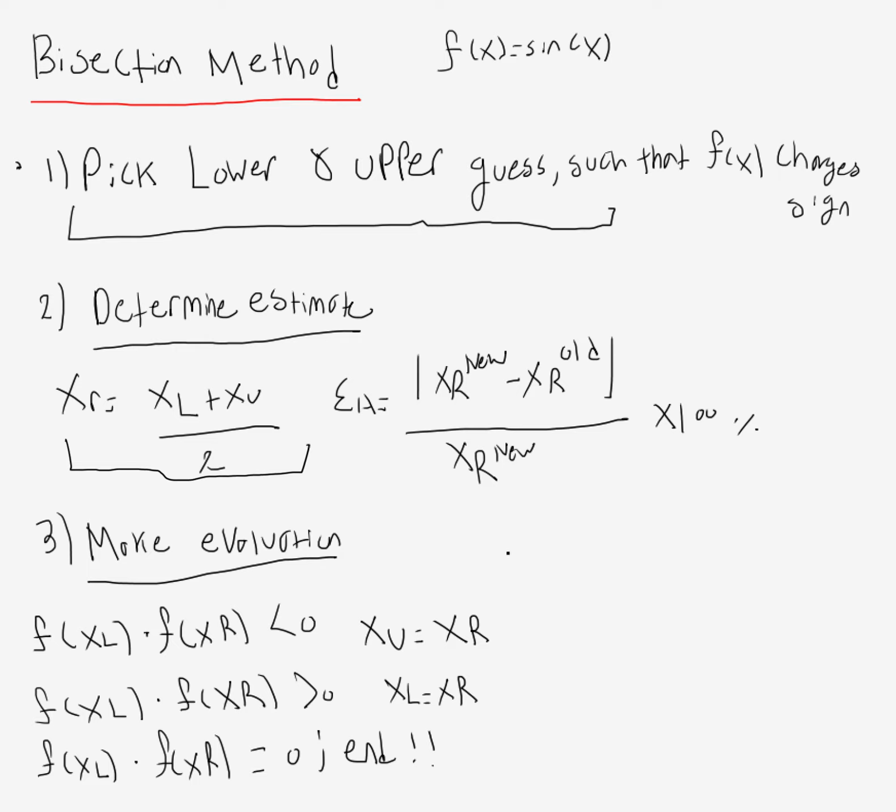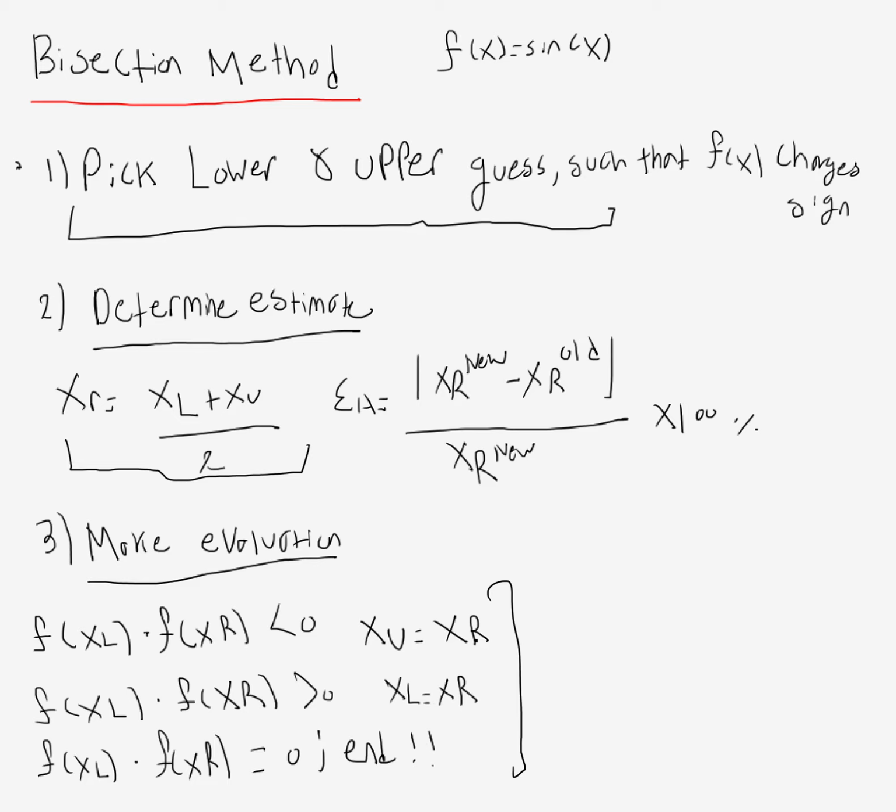The third step is you need to evaluate. If you make an evaluation, you're looking for a couple of things. The first thing is you're trying to see if your function xl times your function xr is less than 0. If it's less than 0, your new value of xu is going to equal your value of xr. If it's greater than 0, xl is going to equal xr.